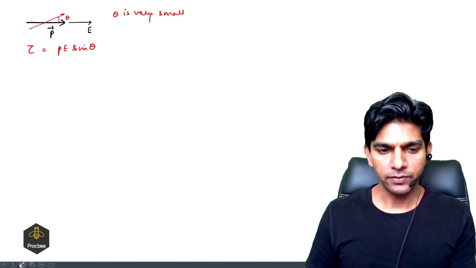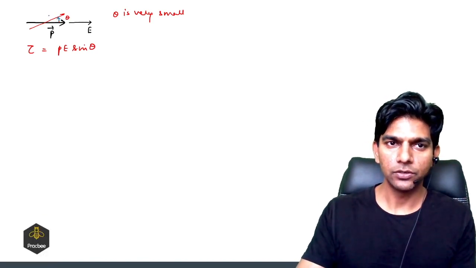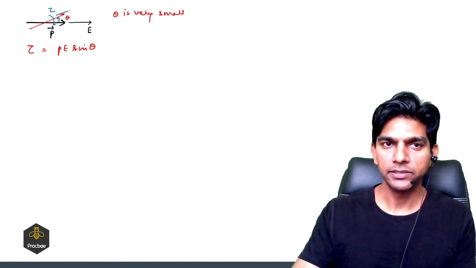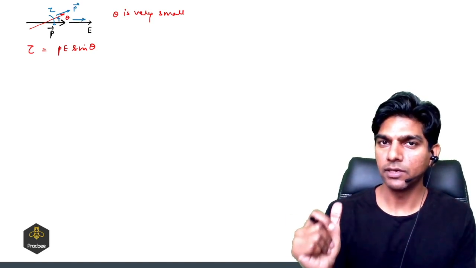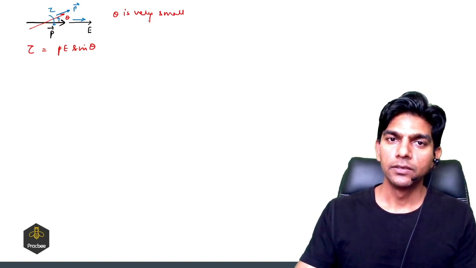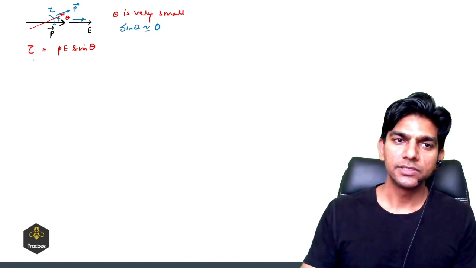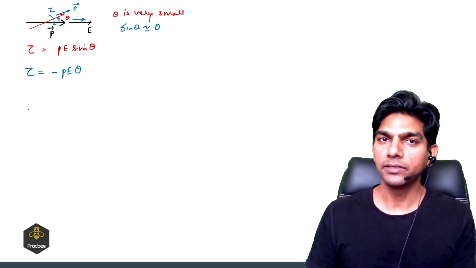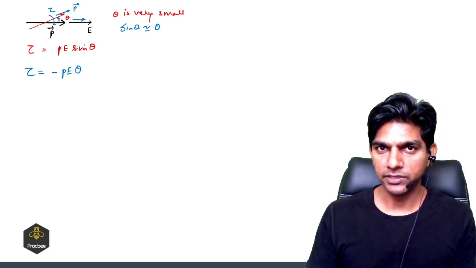And since we have rotated this dipole in the anti-clockwise direction, there will be a torque in the clockwise direction, because torque is in the direction of P cross E, and P is in this direction, E is in this direction. So P cross E is into the plane, and theta, the angular displacement, is out of the plane. So they are in opposite direction. If theta is very small, sine theta can be written as nearly theta. So this can be written as tau equals minus PE theta. Why have I written minus? Because the torque and the theta are in the opposite direction.